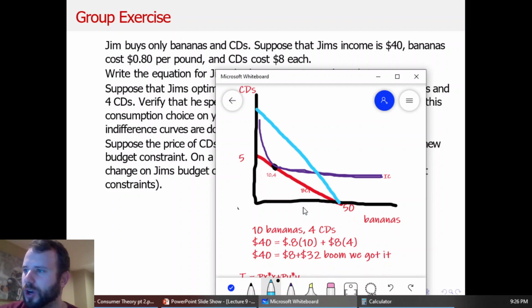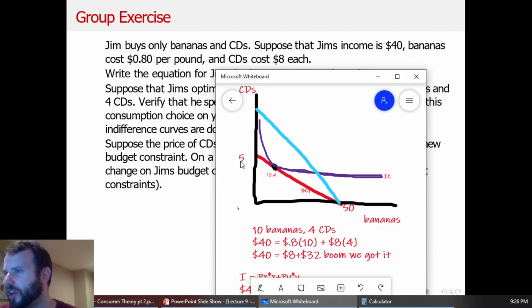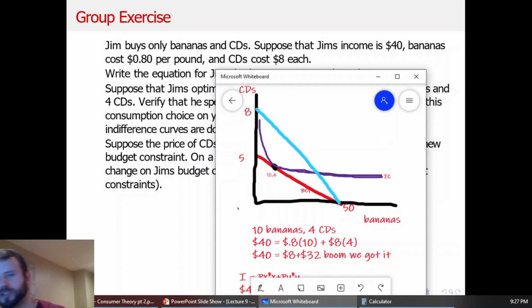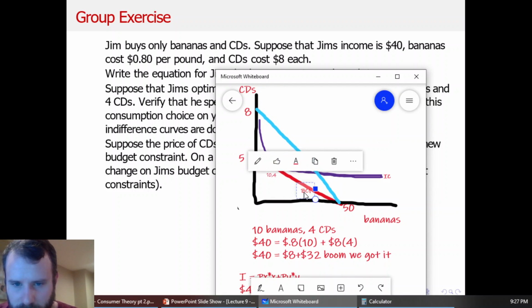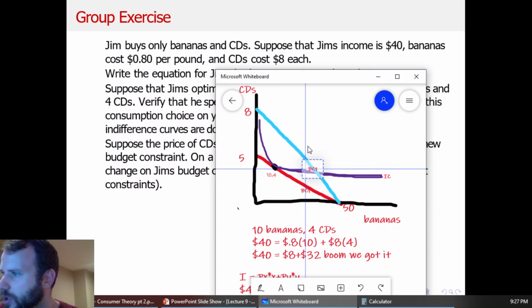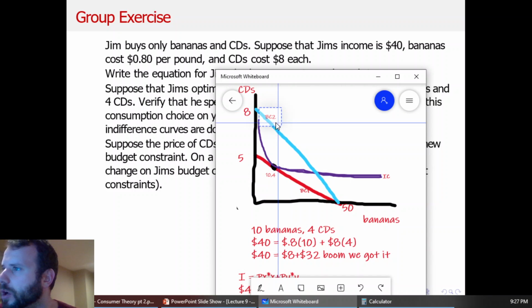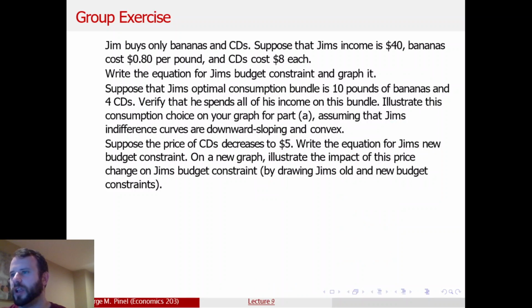Okay, so we know that the y-intercept increased to 8 because the price is 5, and if the price is 5 and your income is 40, you can consume at most 8 CDs. Okay, so that is our new budget constraint in blue. I'm going to label it budget constraint 2. Illustrate the impact. Okay, so we did that.